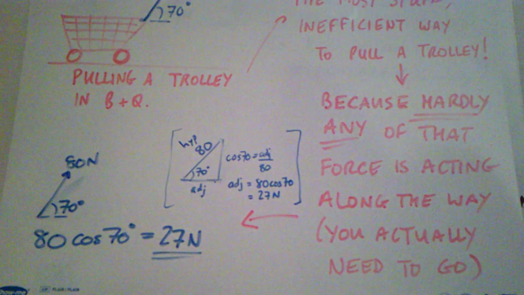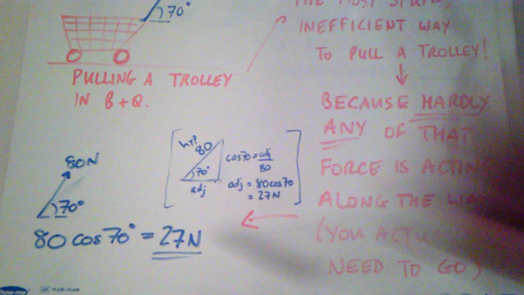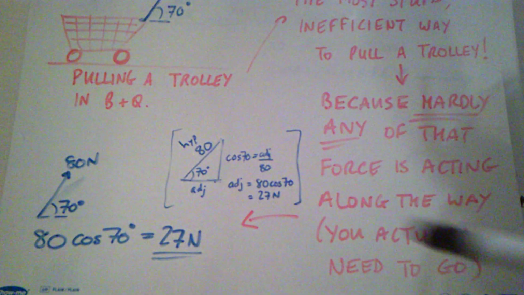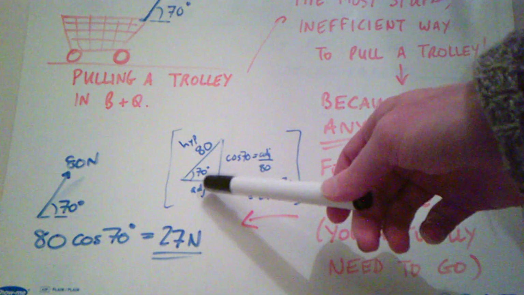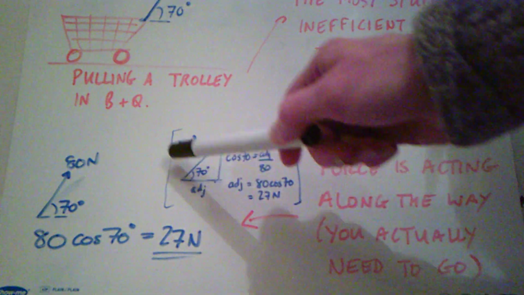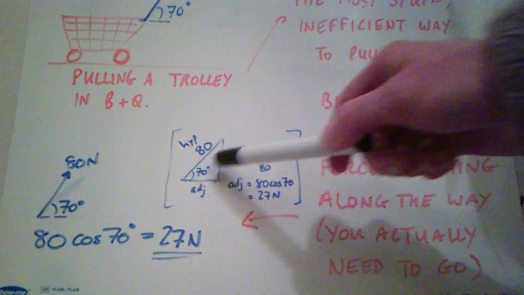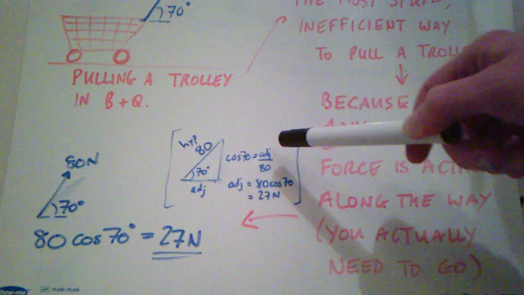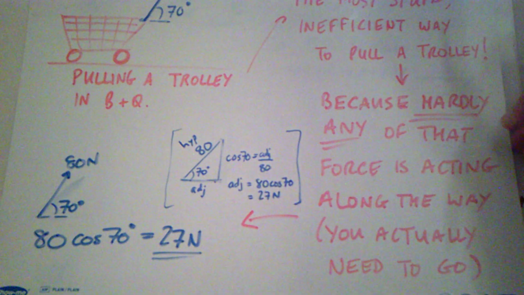Now another way of doing this, I suppose this is the more rigorous way, although that way will always give you the right answer. A more rigorous way is to find a right angle triangle. So here the hypotenuse is 80, you want the adjacent. So if we've got the adjacent and the hypotenuse, we know we're going to use cosine. So cosine of 70 is the adjacent over the hypotenuse. And rearrange to find the adjacent and you end up with the same number.